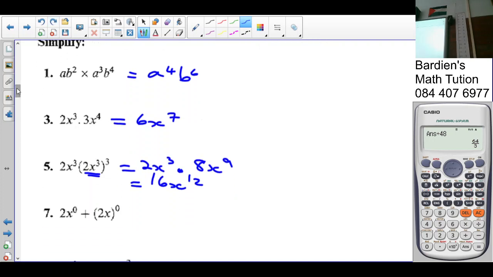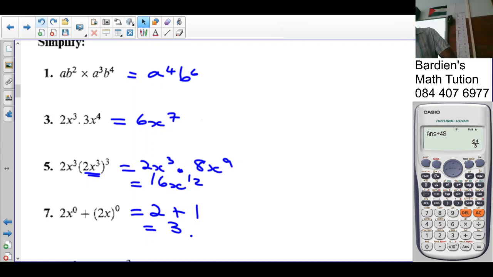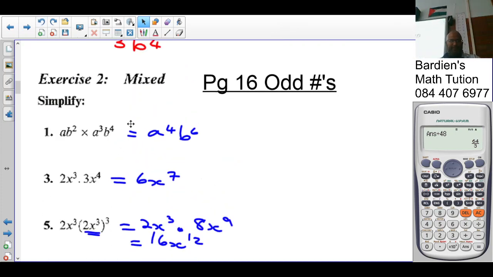Number 7. Anything to the power 0 is? 1. So the first term is going to be 2 plus, and 2 plus 1 is? 3. Are you all okay with that? Right?